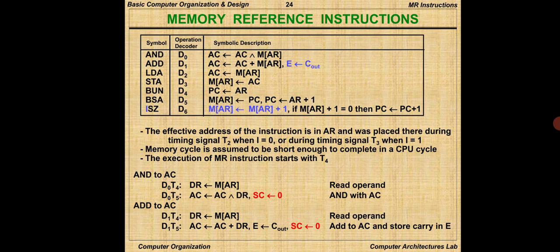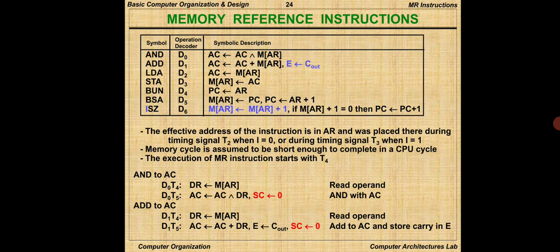So let us come to the first memory reference instruction, which is the AND instruction. As I have told you clearly, when you go with a memory reference instruction, we will be using the T0 to T4 states, whereas in the register reference and IO reference instructions, we'll be using only the T0 to T3 states.